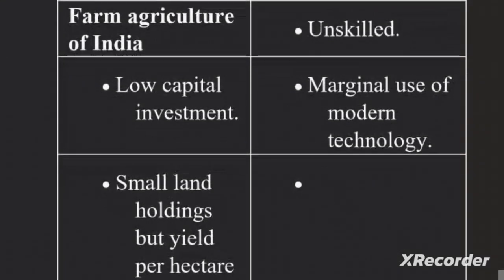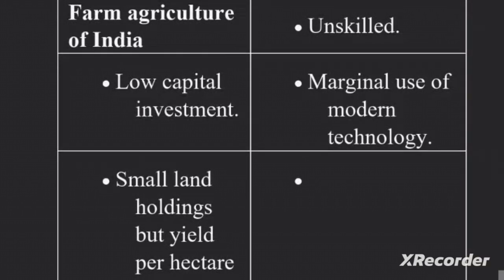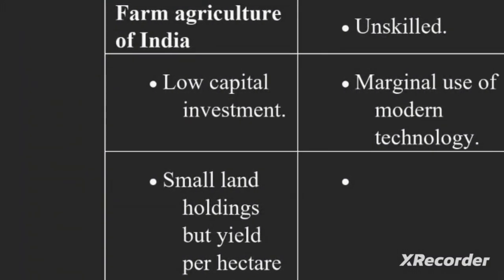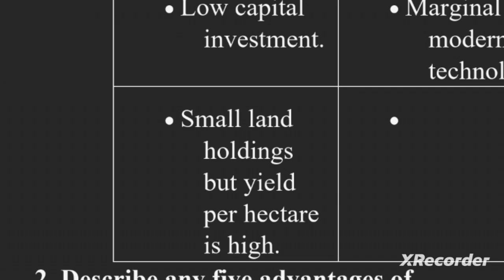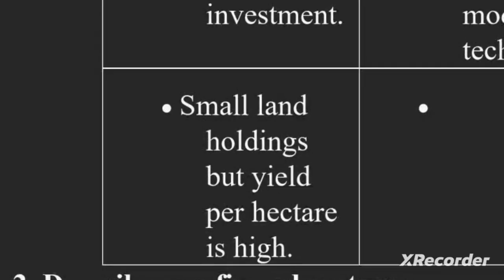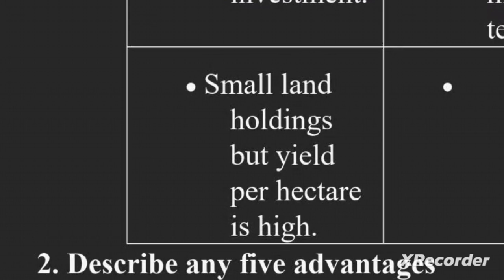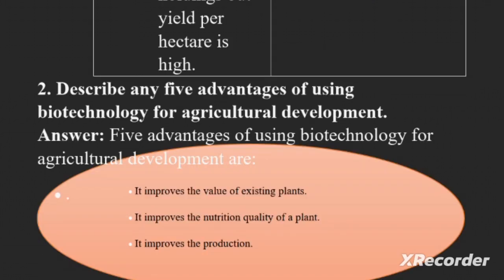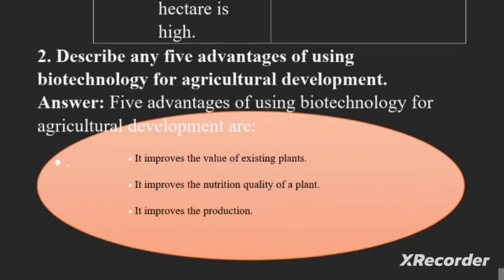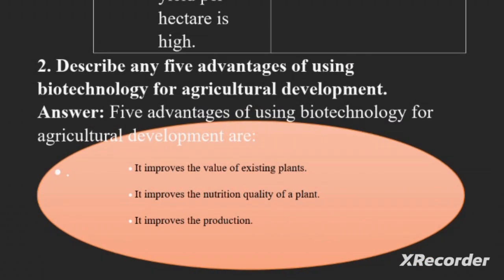Moving to the next question. Describe any 5 advantages of using biotech for agricultural development. So 5 advantages of using biotechnology for agriculture development are: it improves the value of existing plants, it improves the nutrition quality of a plant, it improves the production, it reduces the disease, and it also reduces the plant infection, etc.